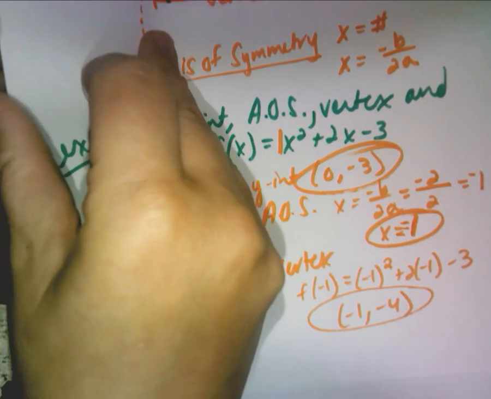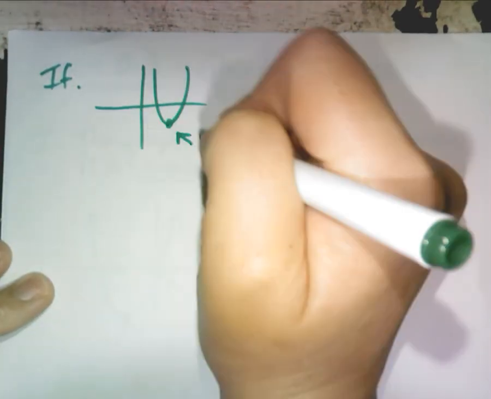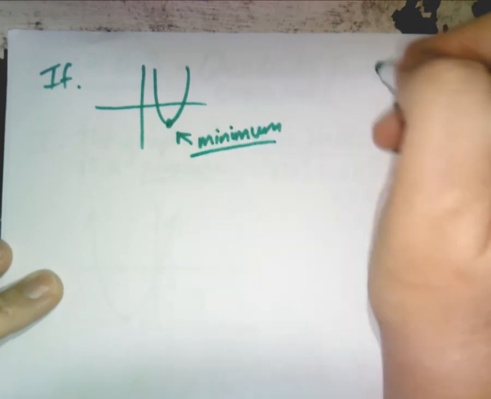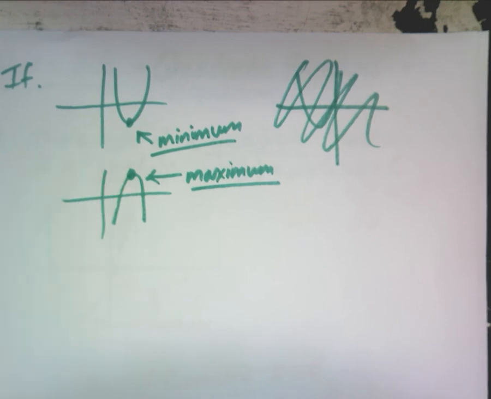Okay, so let's write that down. Let me add a paper. So if you have your picture like this, that's a minimum. And if your picture goes, what part of the quadratic is this? This is the vertex. So your calculator can get max and mins. Did you know that? Yeah.